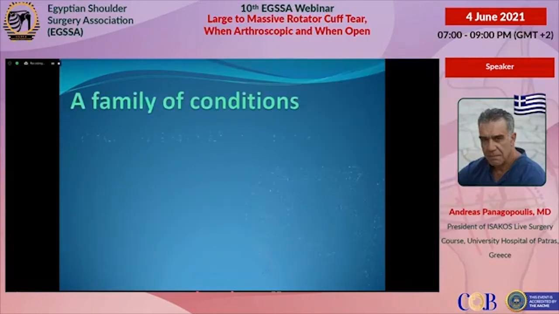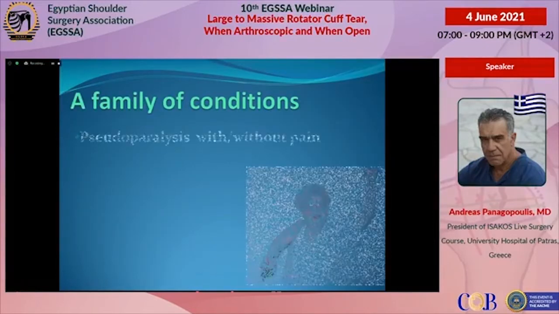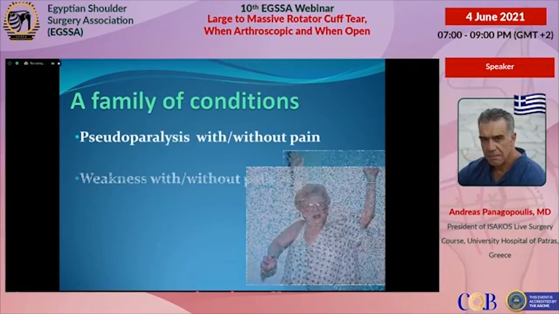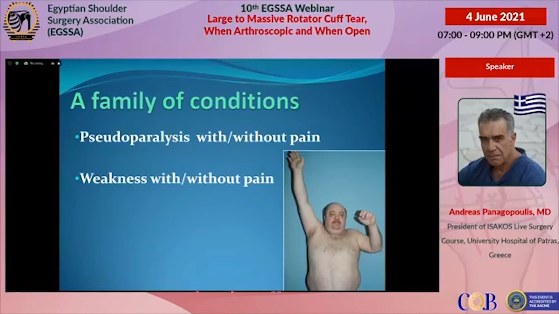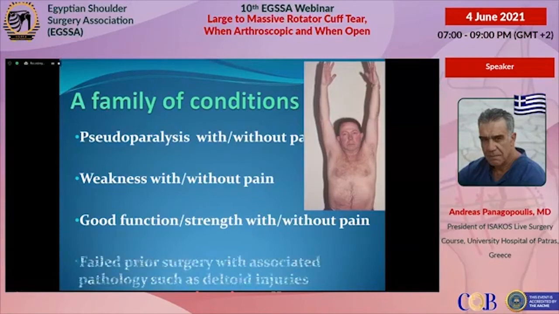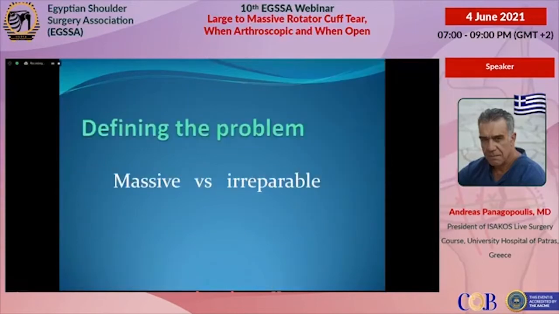We have to know that these patients usually come with different presentations, like the following: either pseudo-paralysis with or without pain, weakness with or without pain. Sometimes they come with very good function and strength, and this may be associated with pain or even without pain. Sometimes they come with a failed prior surgery with associated pathology, such as deltoid injuries.